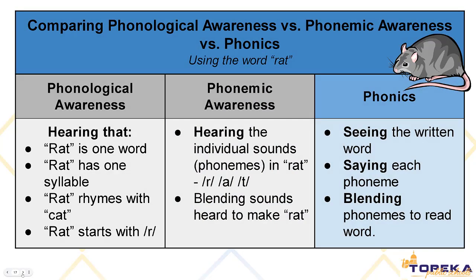Now, when we look at phonics, we're looking at the written word. So if we put the word rat on an index card and showed it to students and they were able to blend those three sounds to say the word rat, that is phonics. And these are all three different processes that are essential to reading. In grades 3 through 5, we often think of the phonics piece, but we also have to realize that we have to build an awareness of phonological and phonemic awareness to get to that phonics piece.